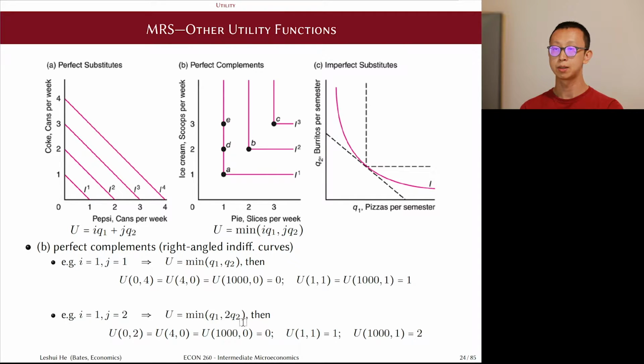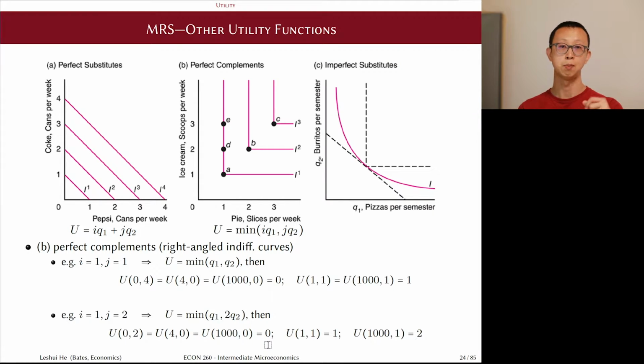To see how that works, for instance, if Q1 is 0 and Q2 is 2, the minimum is between 0 and 2 times 2, which is 4, so the result is 0. And similarly, the utility of 4 and 0 is the minimum between 4 and 2 times 0, which is 0. So the result is 0. Similarly, the minimum between 1,000 and 2 times 0 is 0. So they all have the same 0 amount of utility.